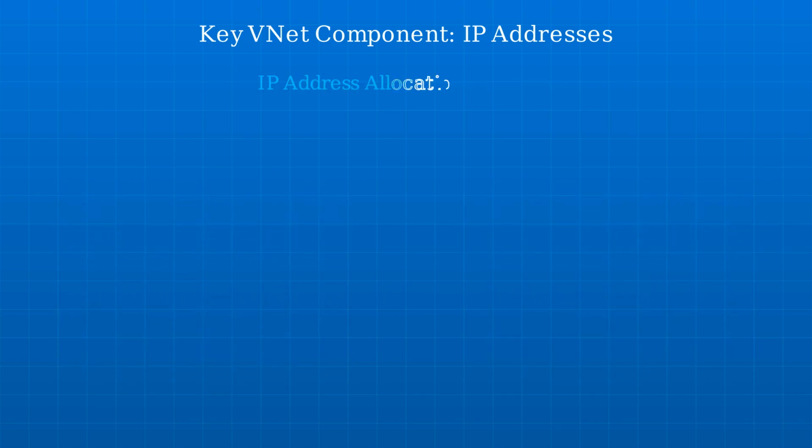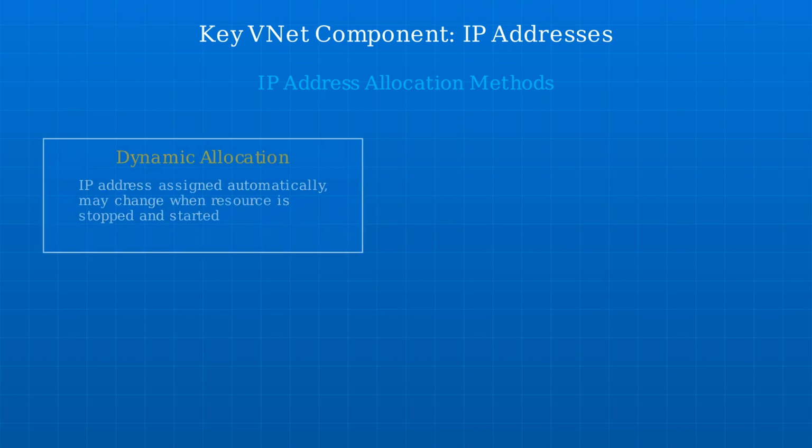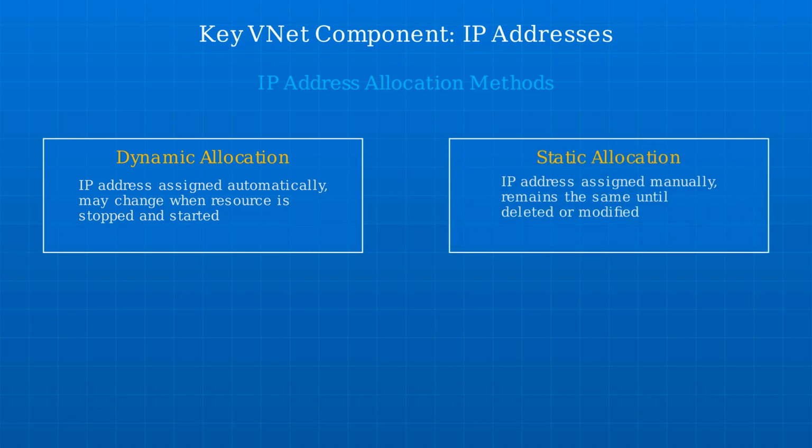Azure offers two allocation methods for IP addresses, dynamic and static. Dynamic allocation means the IP address is assigned automatically and may change when a resource is stopped and started. Static allocation means the IP address is assigned manually and remains the same until it's deleted or modified.